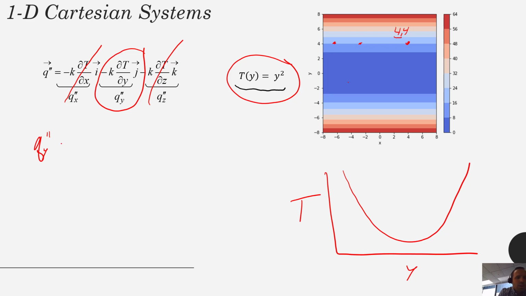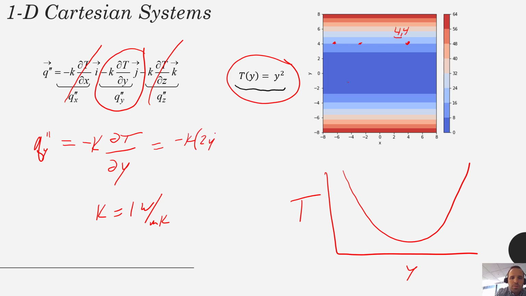So our flux in the y direction is going to be minus k times the derivative of temperature with respect to y. And if we're still using k equal to 1 watt per meter per Kelvin, then our flux in the y direction at this particular point is going to be minus k, and then our derivative is 2 times y. If we plug in our y coordinate of 4 there, then we get minus 8 watts per meter squared. So that's telling us it's going against our coordinate system.